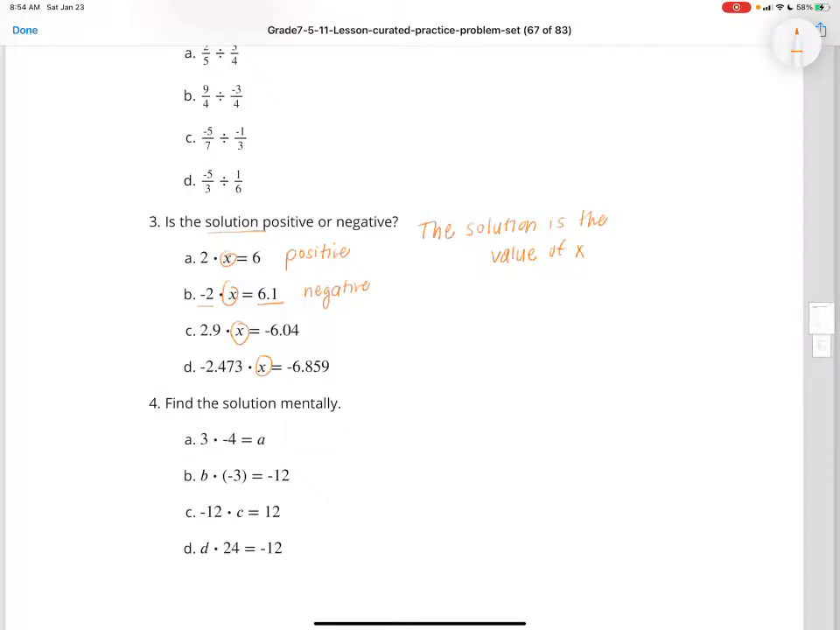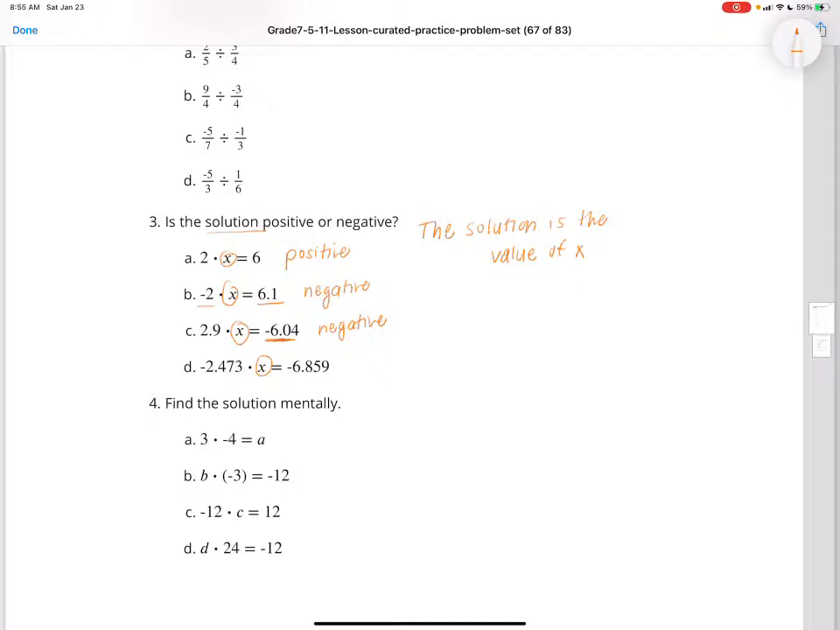All right, let's look at the next one, part C. Part C says 2 9/10 times this number is going to give you a negative 6 400. Now, my product is negative, therefore my solution must be negative as well. Because 2 9/10 is positive, and a positive times a negative gives me a negative answer, a negative product in this case. All right, and let's look at the last one, which is part D.